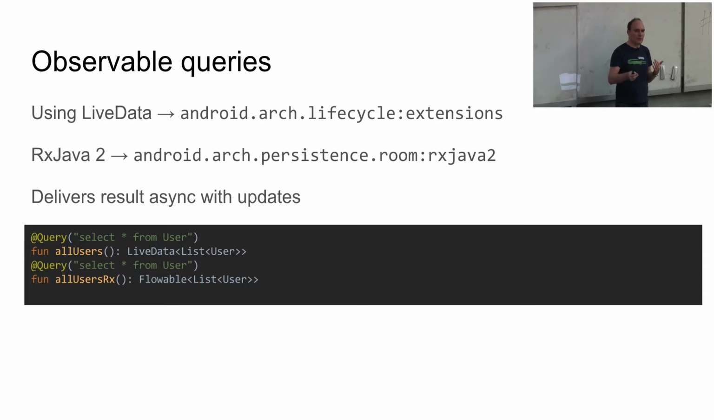And it's nice because not only does it deliver async results, it also gives you updates. If anything changes in these tables, then the LiveData will emit the new result set. And same for RxJava. If you just change your method definition from a list of users to LiveData of users, then it's already observable. And if you want to use RxJava, you just change that to Flowable. For RxJava, you can even use Single and Maybe. In that case, they won't be updated, but will still give you this async behavior.